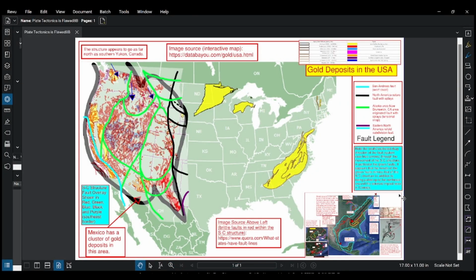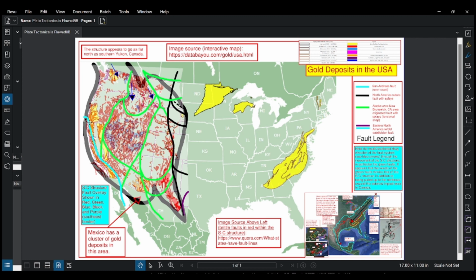Okay, what we have here is there's clusters of gold deposits in the United States. You see you got a little one here, these ones here. You got a pretty big one here on the East Coast, southeast. You got one here. You got one here. And you got several of them all over the place that are a little hard to see, but they're all encompassed inside this gigantic SC structure.